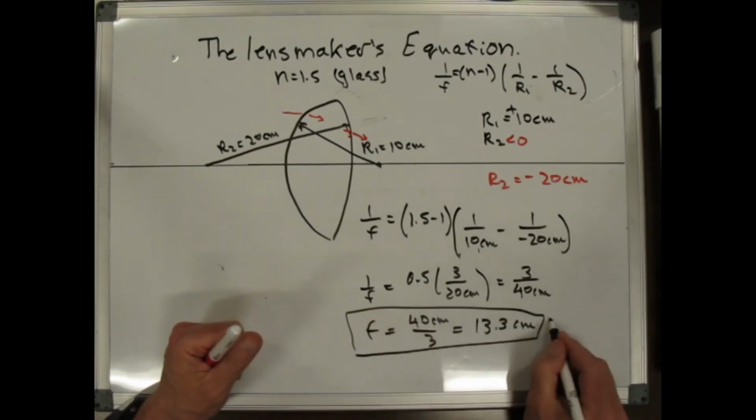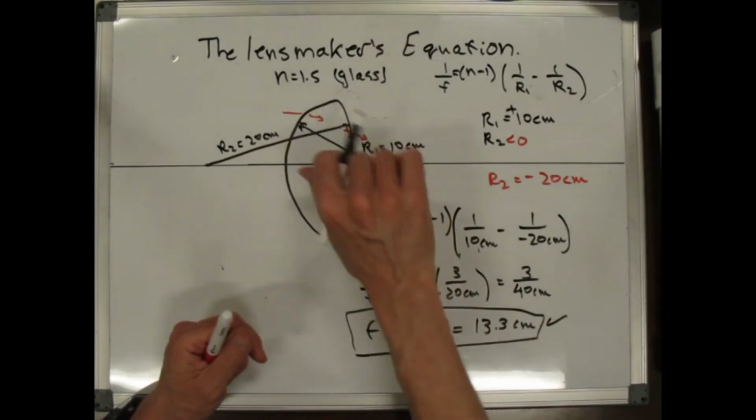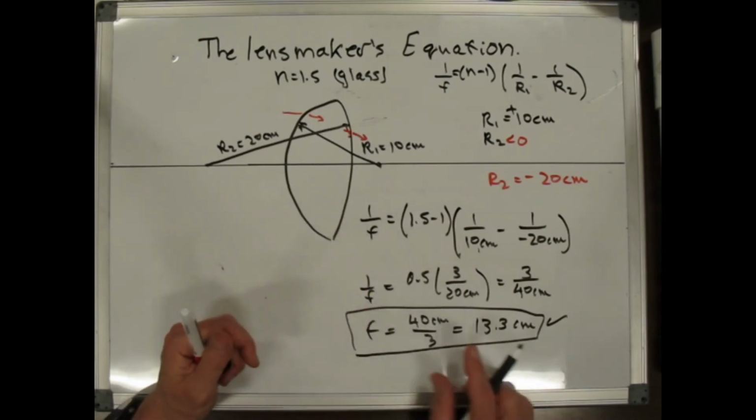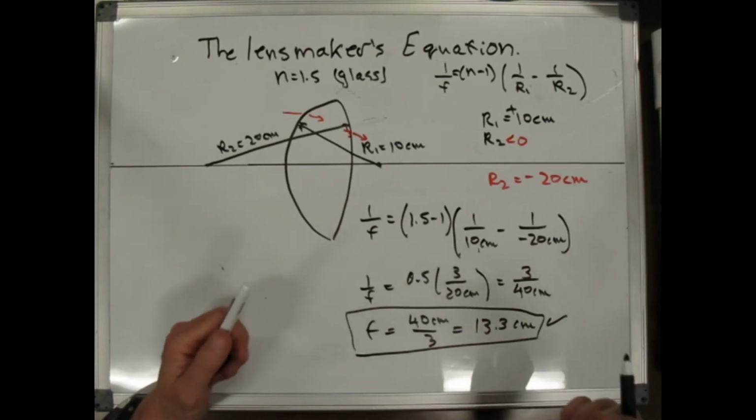So it's exactly what we got before. It doesn't matter which way I orient the lens, I get the same focal length whichever way I hold it. That should be your experience flipping lenses over.